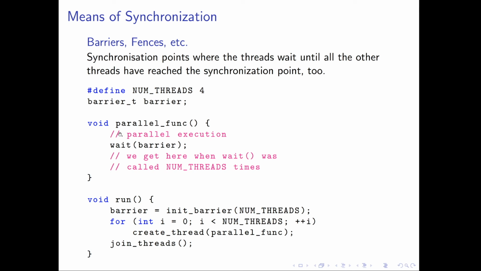And then in our parallel function, we just wait on the barrier, and the instructions that are executed before the thread arrives at the barrier are executed in parallel. And every thread that arrives at the barrier waits until all threads have arrived at the barrier, and then all threads start their execution in parallel again. So this is a very easy to use way to synchronize threads.